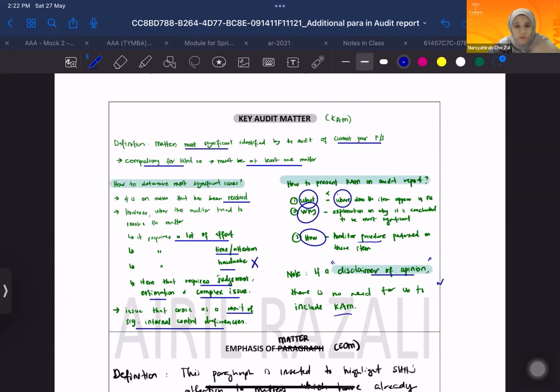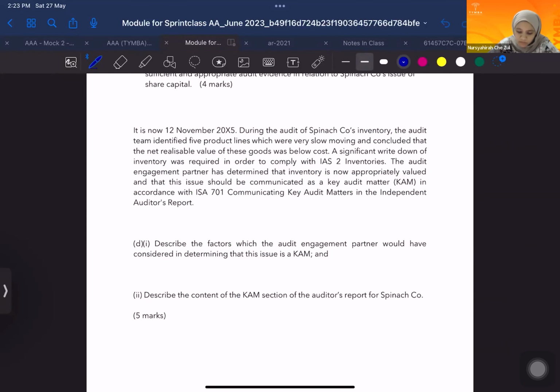I want the message to reach you that for KAM it's actually very, very difficult to audit, but at the end of the day we're able to audit. So how many marks is this? I think it's only around 2, maybe 3, to be able to get 5. So yes, it is very easy.